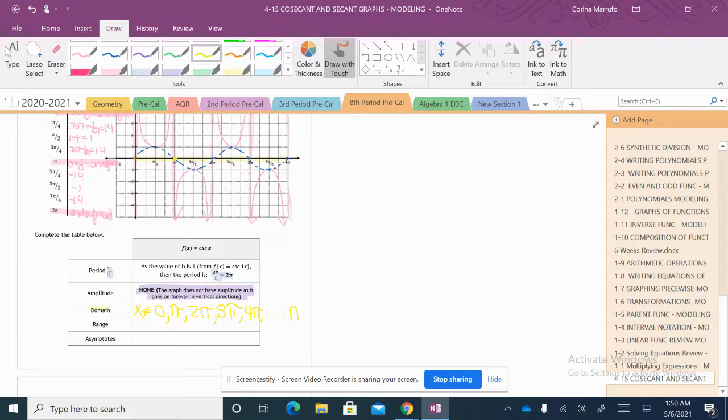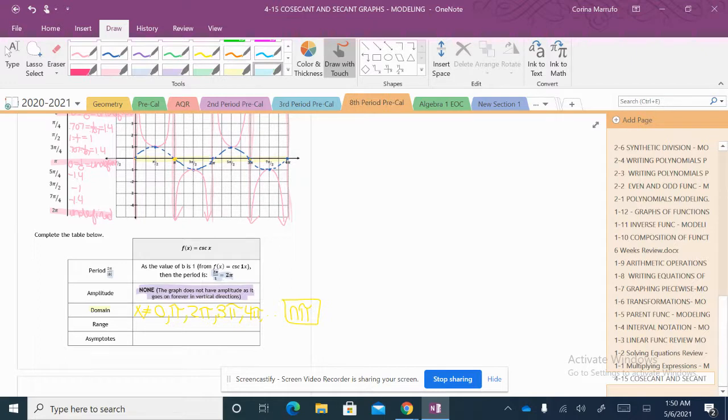Okay, any number or any integer, n pi. So when you're doing this on your Delta Math, you're only going to see the n pi. You're not going to see 0 pi, 2 pi, 3 pi. It's just any integer n pi. Okay, then we're going to do the range.